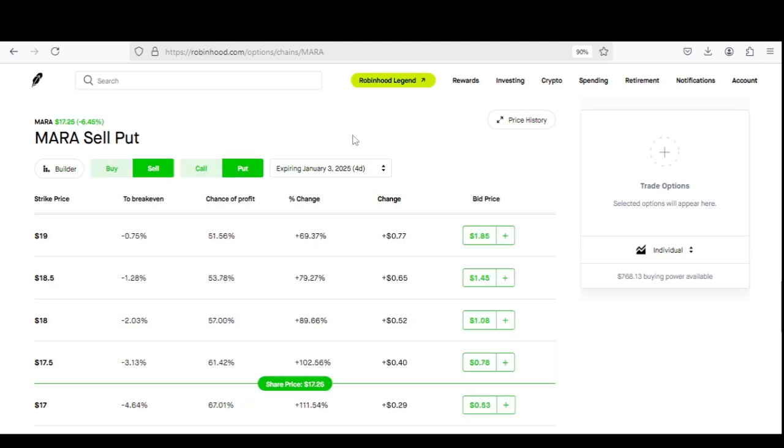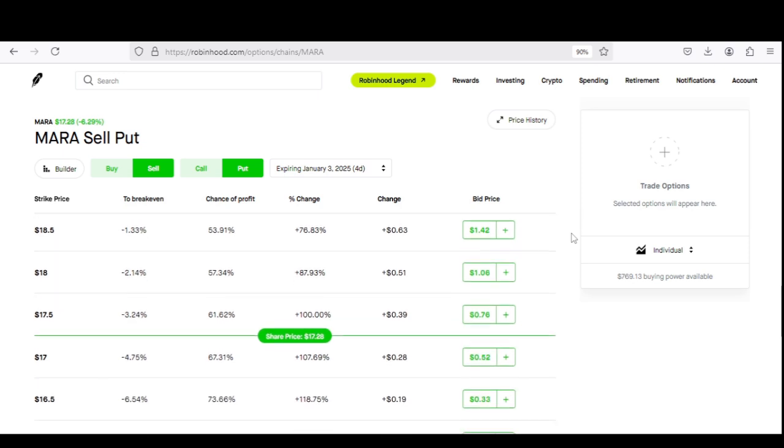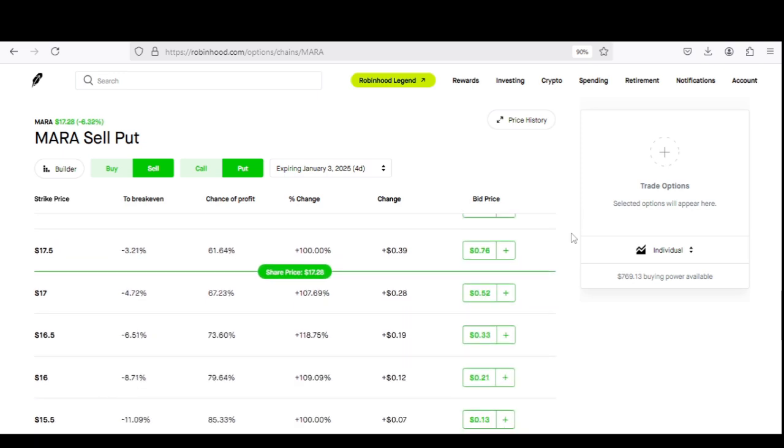Now we're going to start off with the expiration date of January 3rd. Pay close attention. This gives us just 4 days to expiration. Now I'm going to go down and I'm going to choose my strike price. The strike price I will be going with is 16.5.